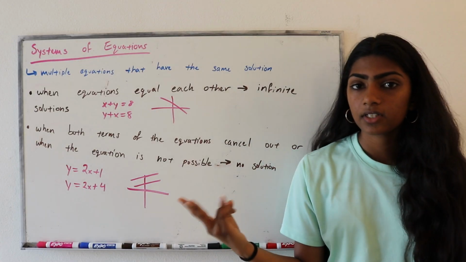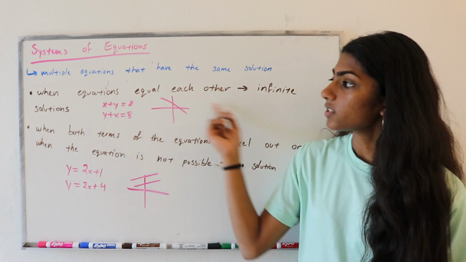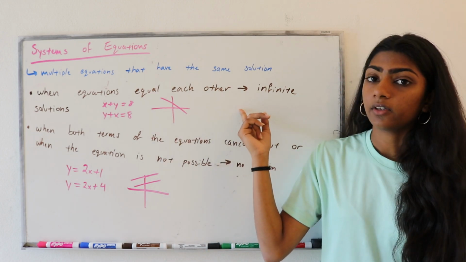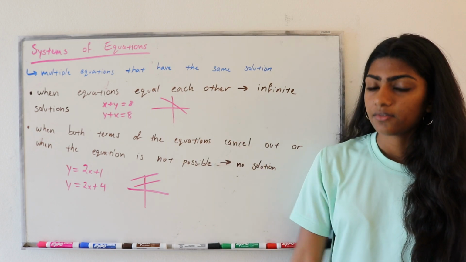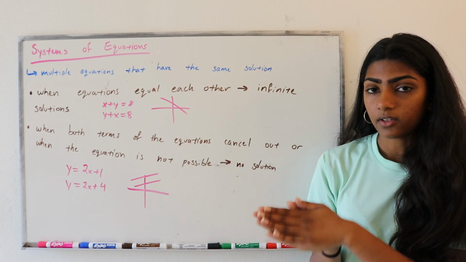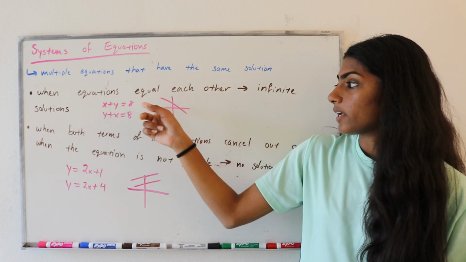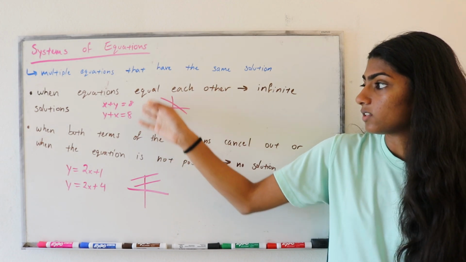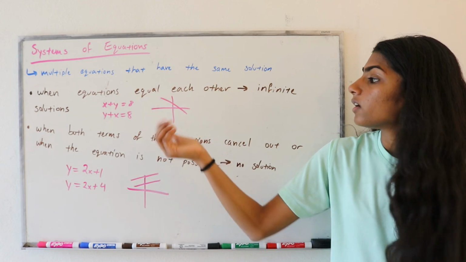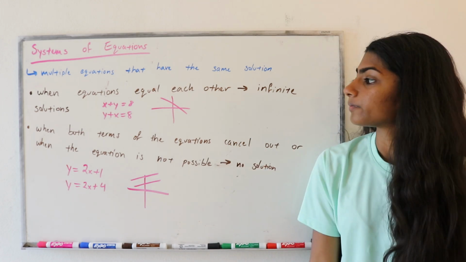Now, there are 2 different scenarios that can happen if you can't find a single solution for a system of equations. First, when the equations equal each other, you could have infinite solutions. This basically means that the lines, when graphed, are on top of each other directly, so that each point meets with each other. For example, in x plus y equals 8 and y plus x equals 8, you can obviously see that these 2 equations equal each other. So their lines are going to be on top of each other and cross every point with each other.